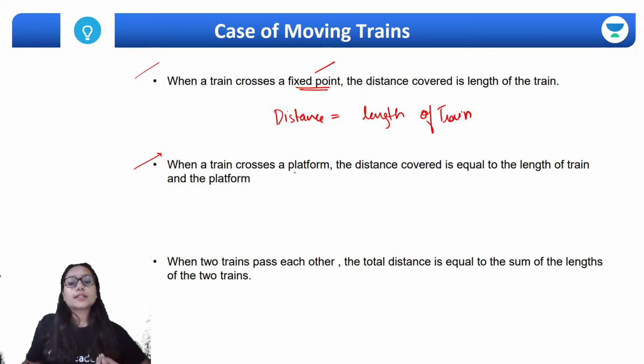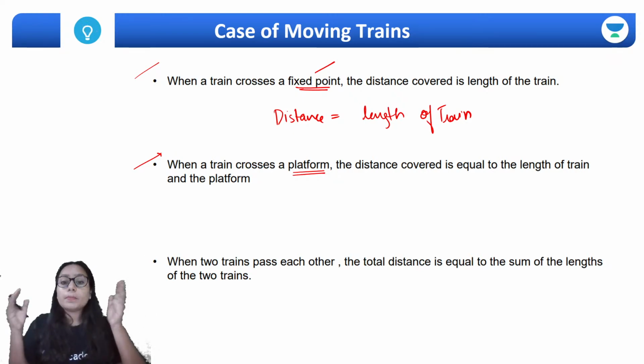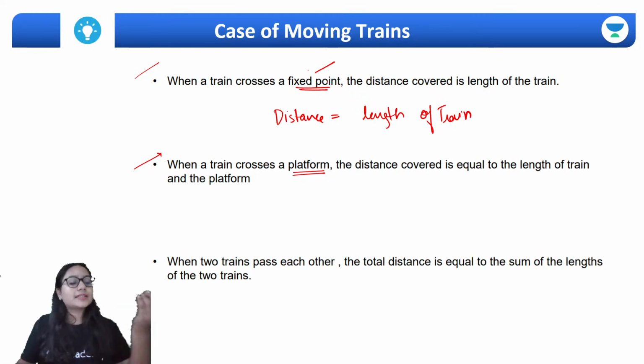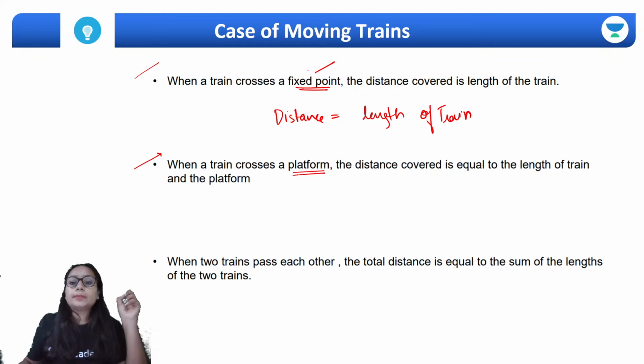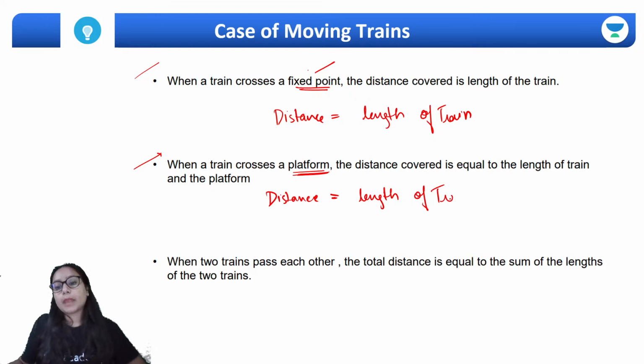Then let's see this one. When a train crosses a platform, in the previous case the train crossed a fixed point. In this case, the train crosses a platform. Please notice that the length of a fixed point is negligible, but the platform has a length. Therefore, in this case, the distance will be equal to the length of the train plus the length of the platform.